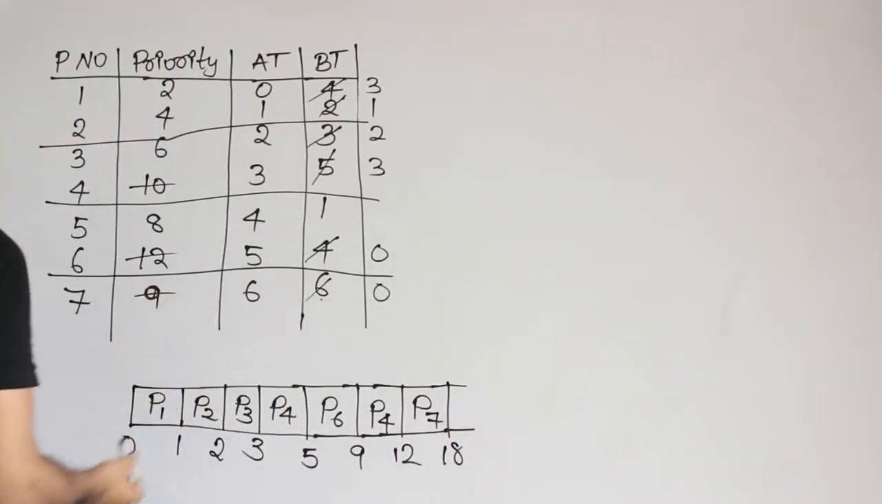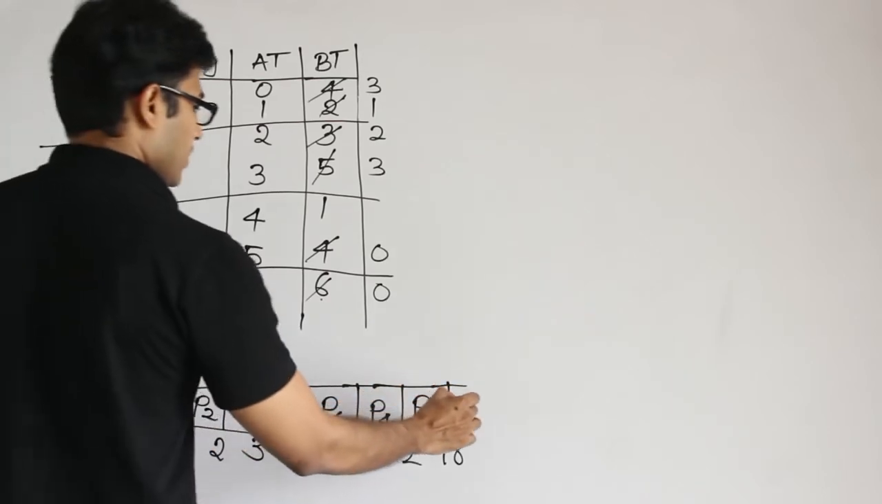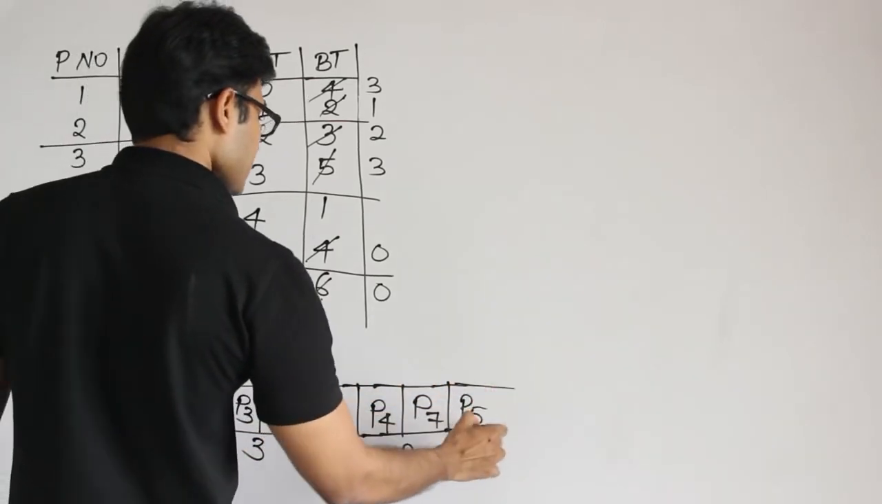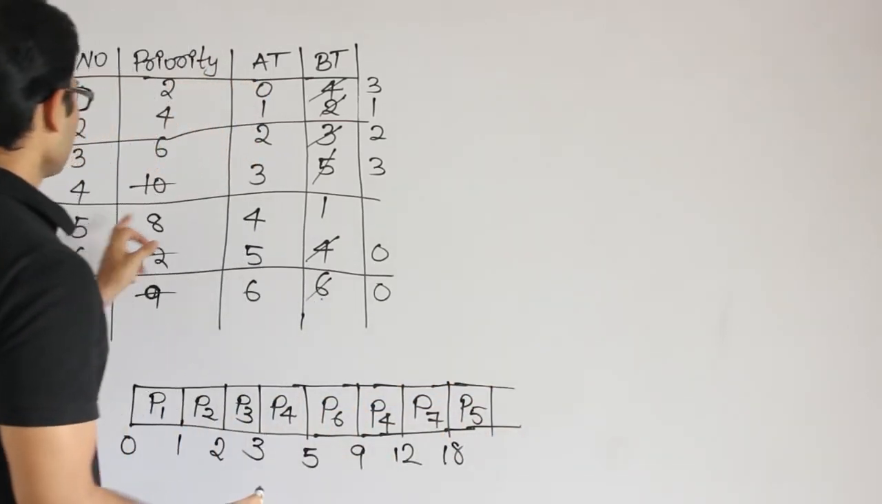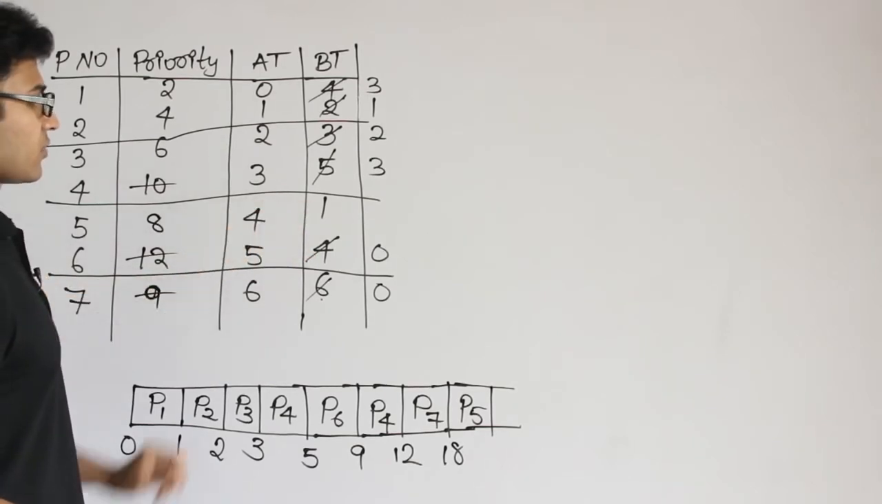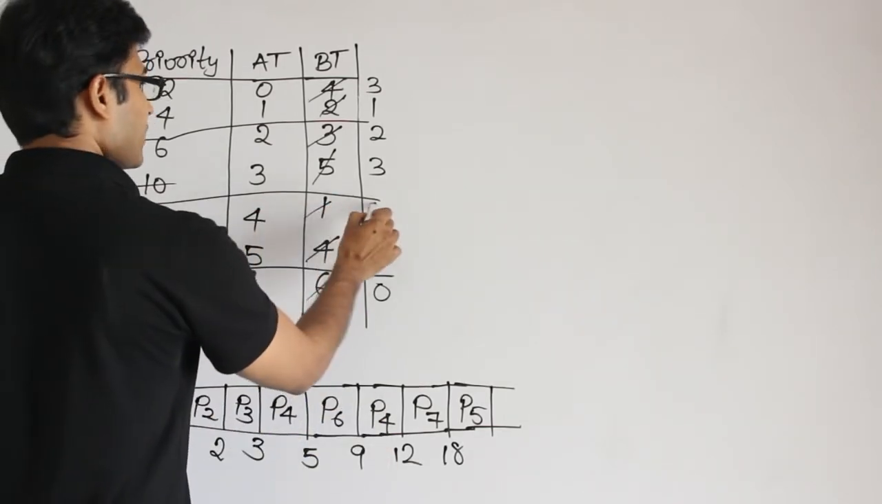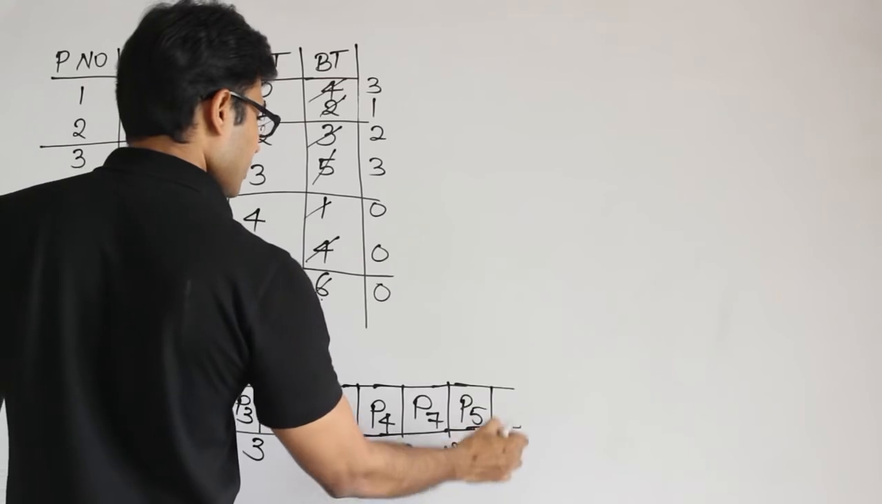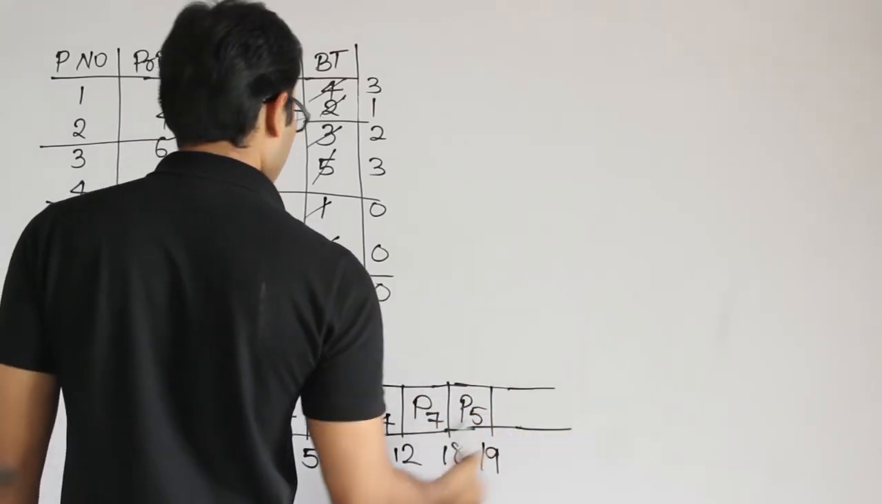So this is over. And among the remaining, what is the next one? 8 is the next one, right? So you can take P5, and what is its remaining burst time? Watch it. It has never been scheduled before, therefore its burst time is 1, and I am going to run it till completion. Therefore till 19 I will run it. It will complete, right?